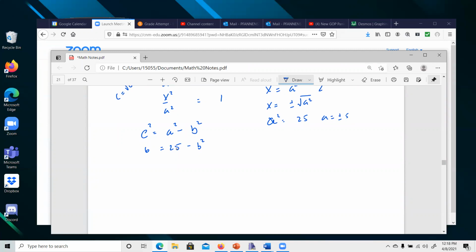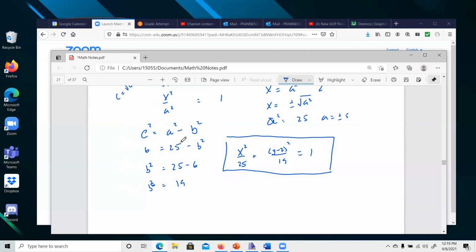So we can go ahead and put the b squared over here, put the 6 over there, 25 minus 6. What is that, 19? B squared is equal to 19. I think we're set. So we have x squared over 25 plus y minus 2 squared over 19 is equal to 1. And that's our equation of our ellipse in standard form.